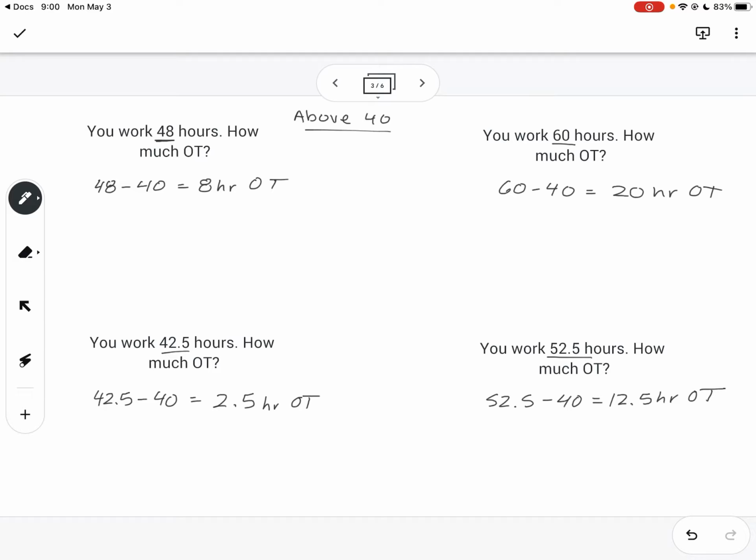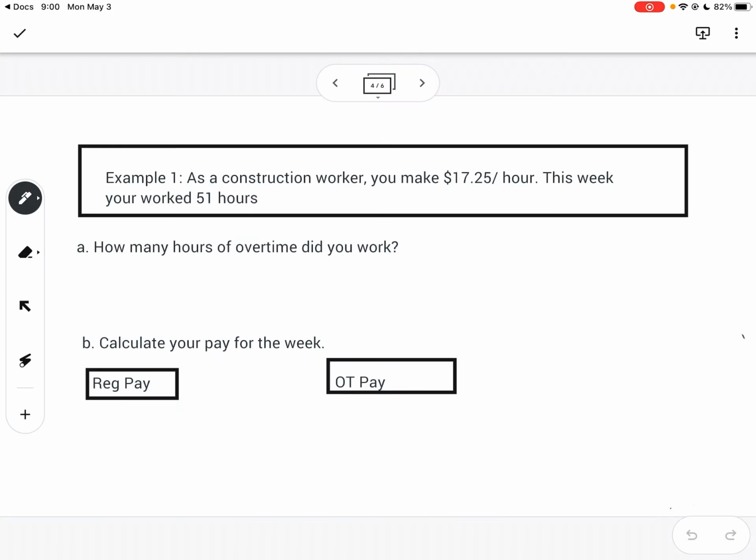Now let's apply that to a couple situations here. The first example is, as a construction worker, you make $17.25 per hour. This week you worked 51 hours, and overtime is paid at time and a half. So the first thing that we need to figure out is how many hours of overtime did we work. So I'm going to take our total and subtract it by 40, which is going to give me 11 hours of overtime.